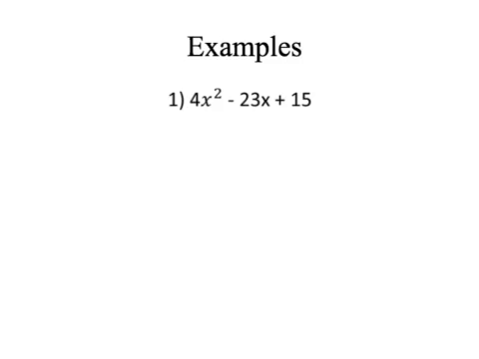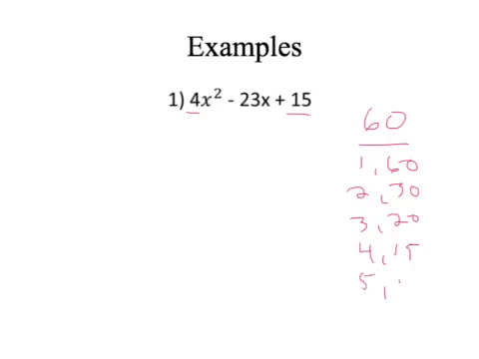So my first step is make sure it's in standard form, which it is. My next step is to multiply 4 times 15. 4 times 15 is 60. So I want to find all terms that multiply together to give me 60. So it would be 1 and 60, 2 and 30, 3 and 20, 4 and 15, 5 and 12, 6 and 10.